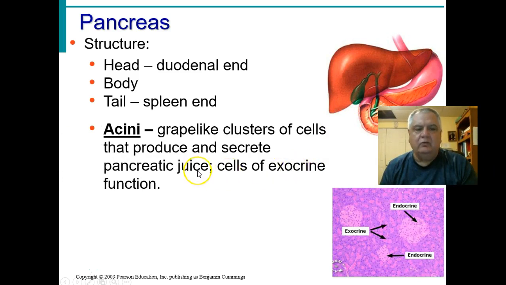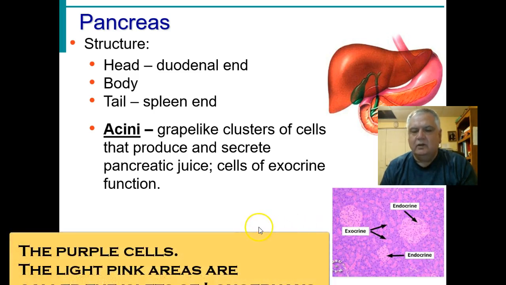Inside the pancreas, if we were to do a cross section and look at the internal structure, we would see structures called acini. These acini are grape-like clusters of cells that produce and secrete the pancreatic juice. So they are cells of exocrine function. Exocrine means ducted glands. Here we can see the acini, those grape-like clusters of cells. They produce the pancreatic juice.